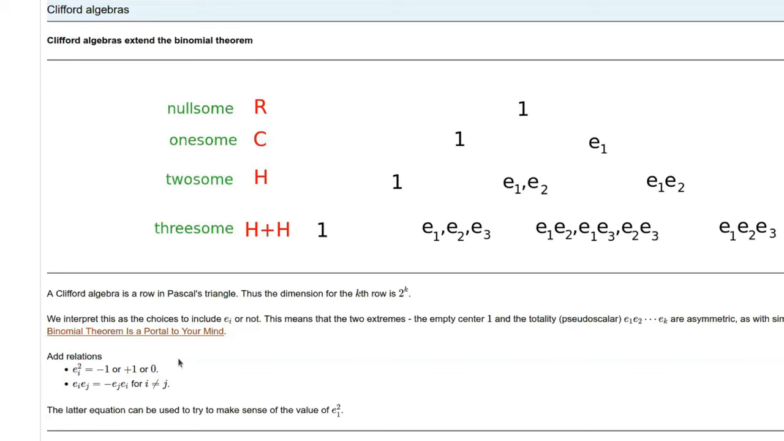For the three sum H plus H, am I missing it? Is that running off the right side of the diagram there?